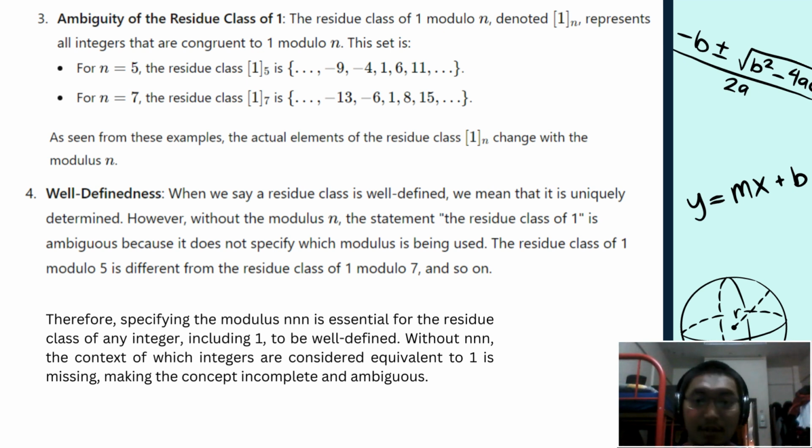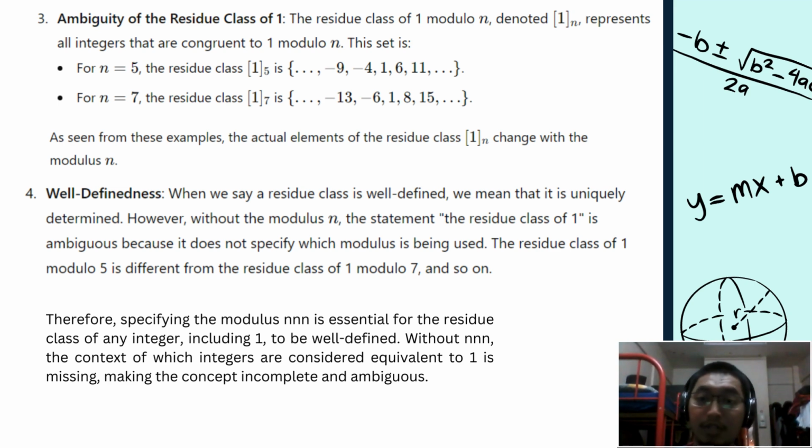Alright, now we go to the third one. Ambiguity of the residue class of 1. The residue class of 1 modulo n, denoted [1] modulo n, represents all integers that are congruent to 1 modulo n. For example, for n equal to 5, the residue class of 1 modulo 5 is negative 9, negative 4, 1, 6, 11, and so on.